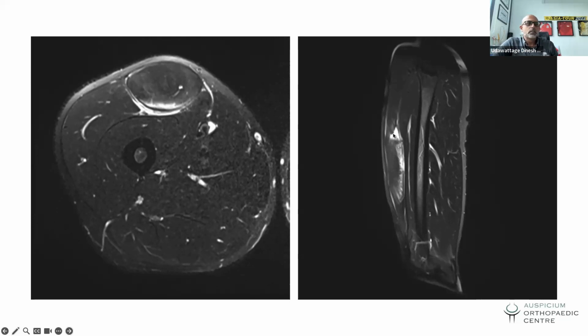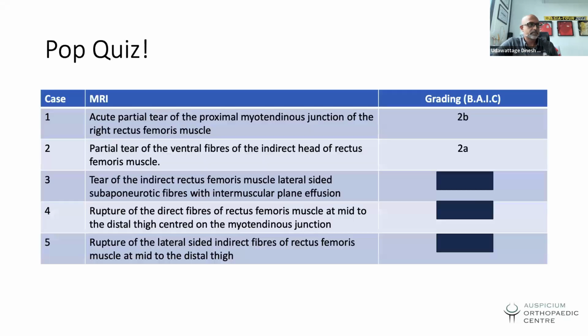So, I guess you could ask whether this is a grade 2 or a grade 3. Maybe actually, thinking about it, a 3A. Happy to discuss this later on in the Q&A section.